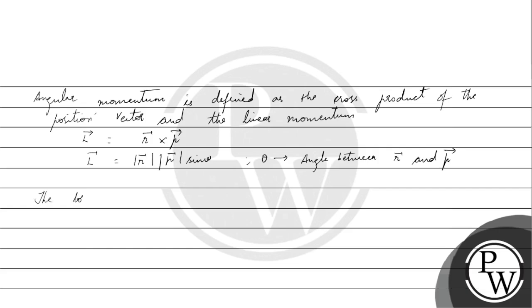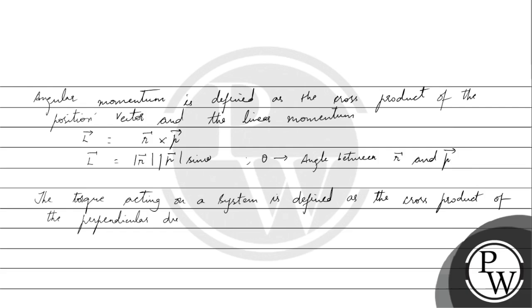The torque acting on a system is defined as the cross product of the perpendicular distance from the axis of rotation and the force acting on the system.